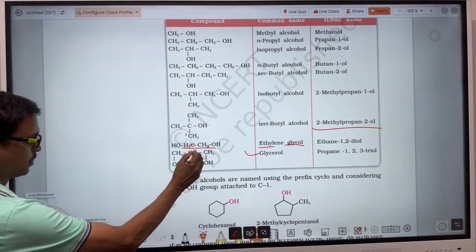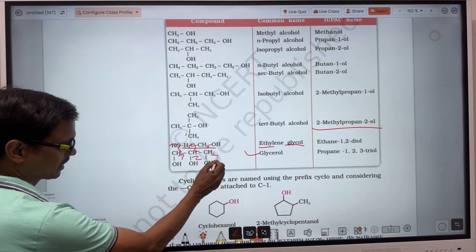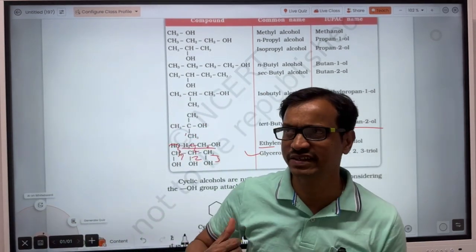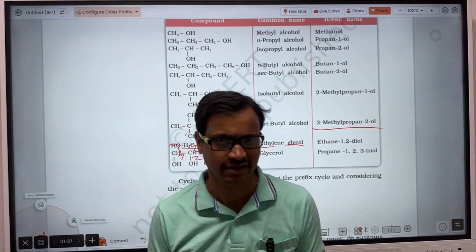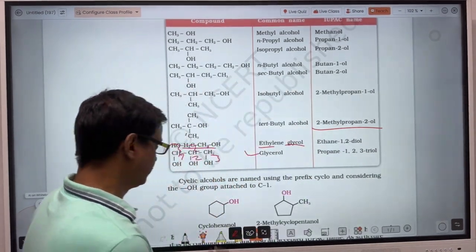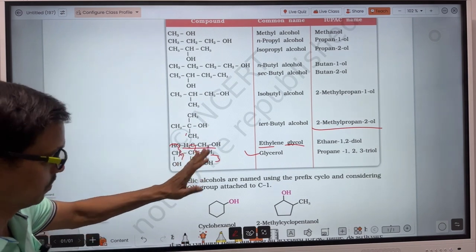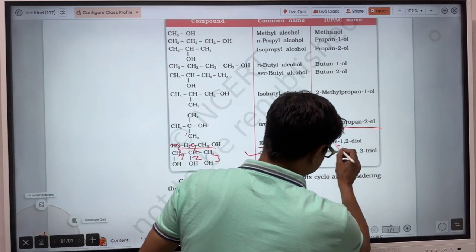IUPAC name: 1, 2, 3 or 3, 2, 1, whatever. Either you do the numbering here from left to right or from right to left, it doesn't matter. Then that is propane. Keep in mind here, it is also ethane. E has been retained here.